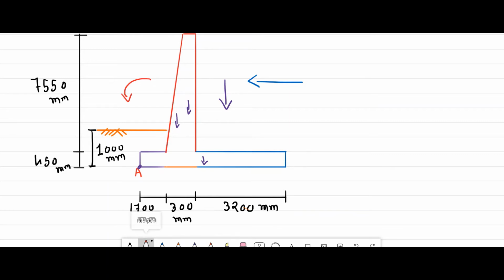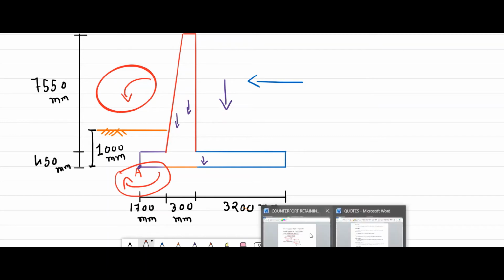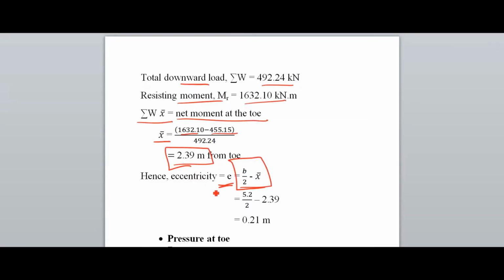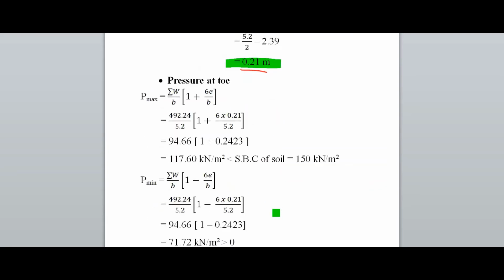And by the downward force, moment in this direction. So by these two moments, the resultant net moment will change, right? Understand? So this net moment divided by the weight, load. So eccentricity is B by 2 minus x bar, which is 0.20 meter.